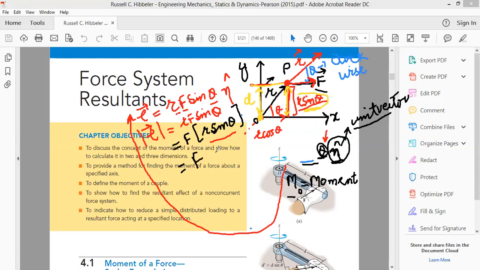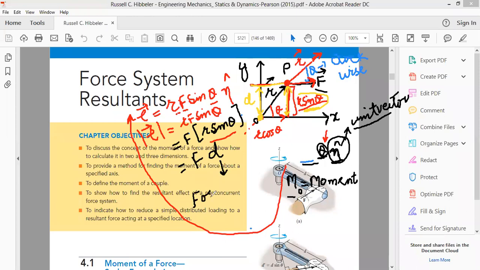This is equal to F times d, and this d is the perpendicular distance between the line of action of the force and the axis about which torque is being measured. This perpendicular distance between the line of action of the force and the axis about which the torque is being measured is called the force arm. So this is our force arm.